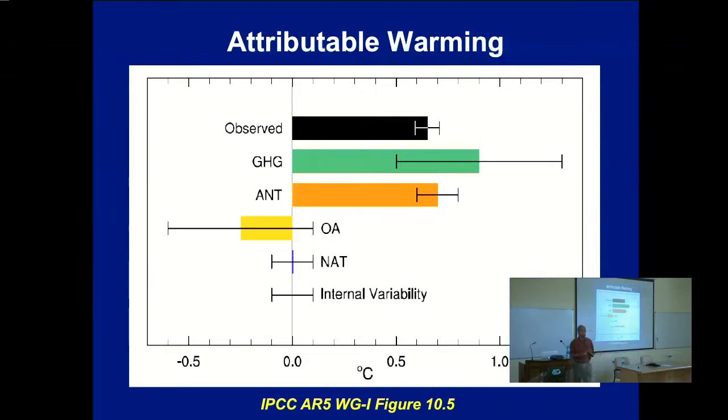So you can attribute 0 warming to natural stuff, 0 warming to internal variability, more warming than actually observed to greenhouse gases, and anthropogenic is slightly more than observed. Okay? Fine? So, what is the difference between natural and internal variability?